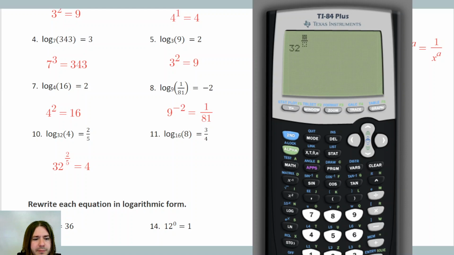want to type it in as a decimal. So I'll leave it as a fraction. And we do get 4. So that does check out.